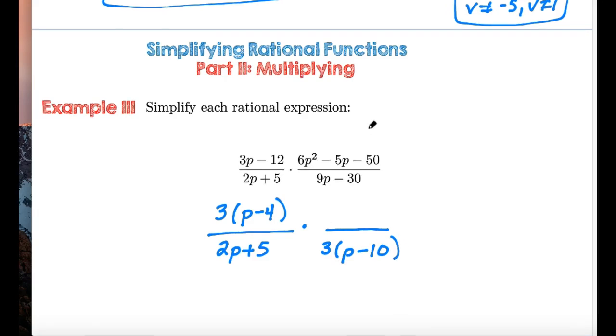What I need to find now are two numbers that multiply to be 300 and add to be -5. Okay, so let's take a minute. I want to see if you can factor that, and we'll come back and see what you get. All right, did you get 15 and 20?